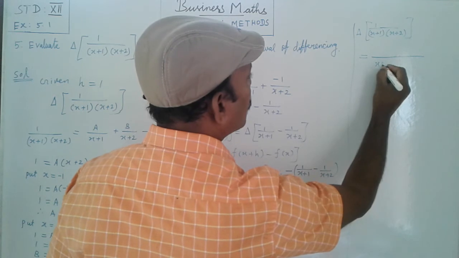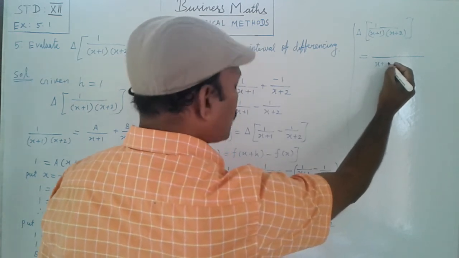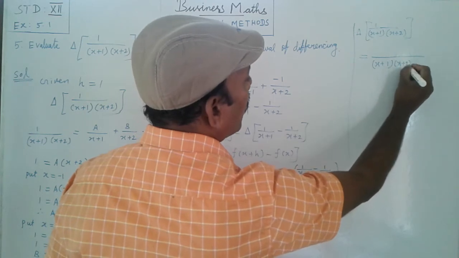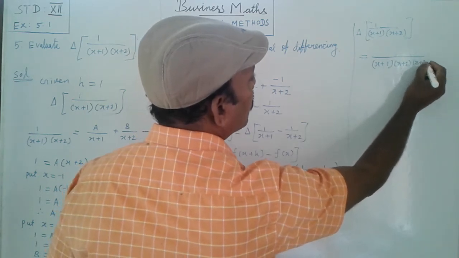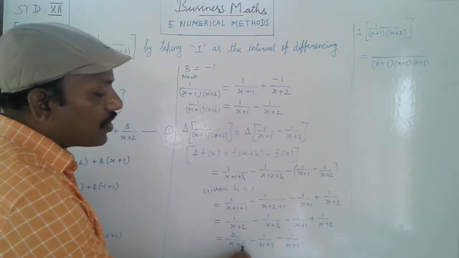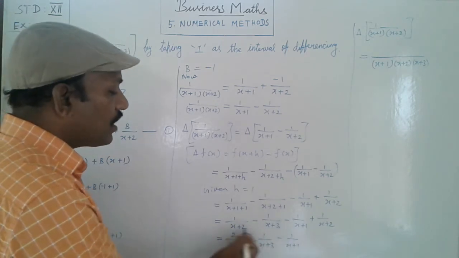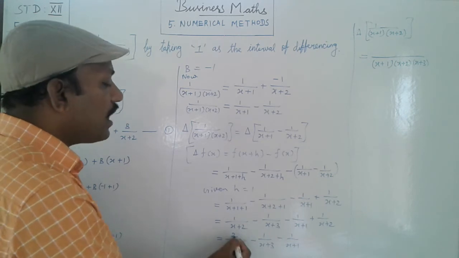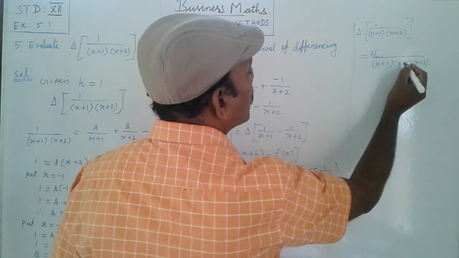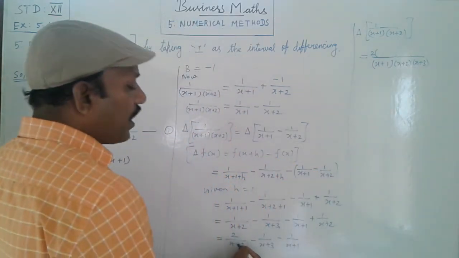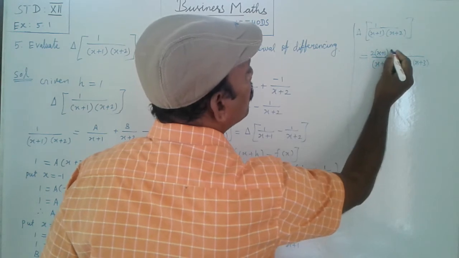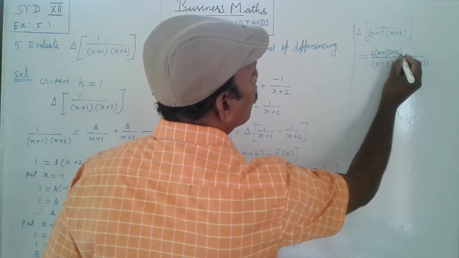LCM is x plus 1, x plus 2, x plus 3. This is the LCM. The denominator is x plus 2, so except x plus 2, we should take x plus 3 into x plus 1 and multiply, then we get the LCM. So 2 into x plus 1 into x plus 3. x plus 1 into x plus 3.